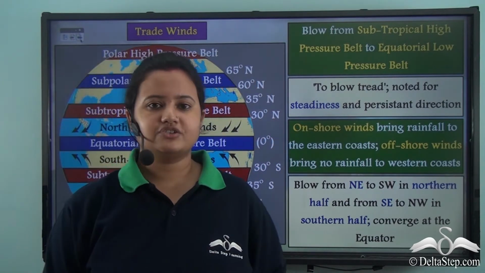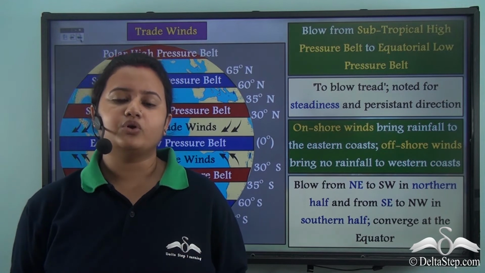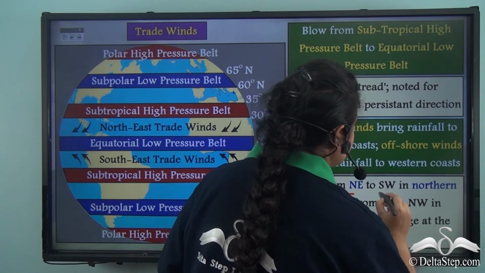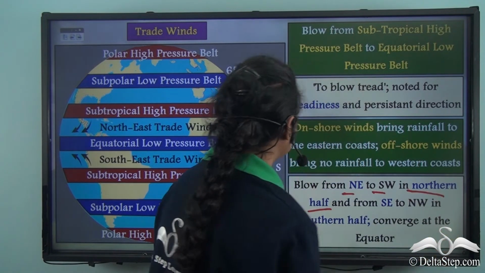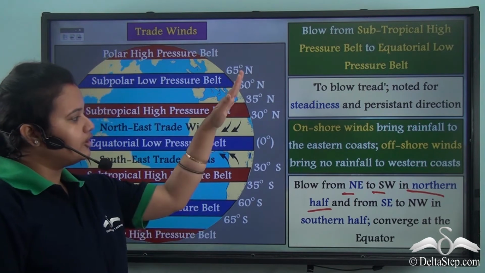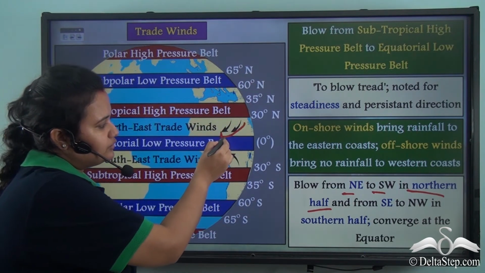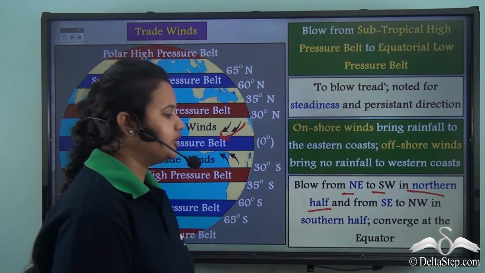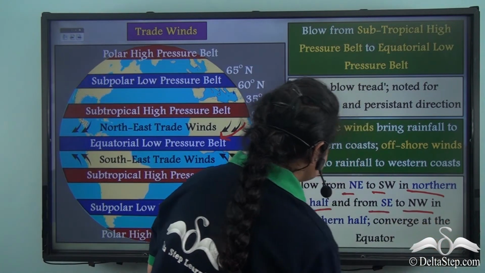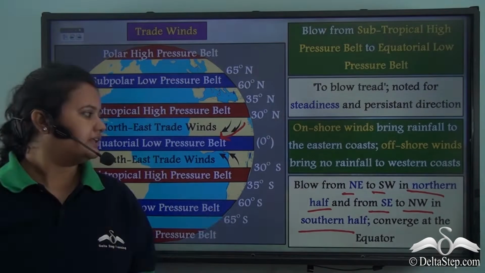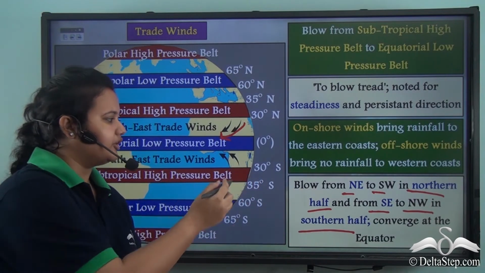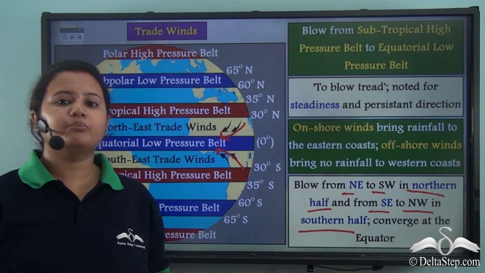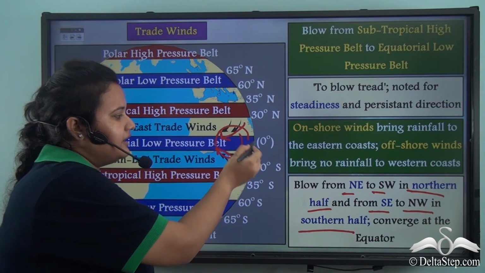Now, another characteristic of these winds is that they blow in a particular direction. They blow from northeast to southwest in the northern hemisphere, while in the southern hemisphere they blow from southeast to northwest. And as we can see, both these winds converge at the equator.